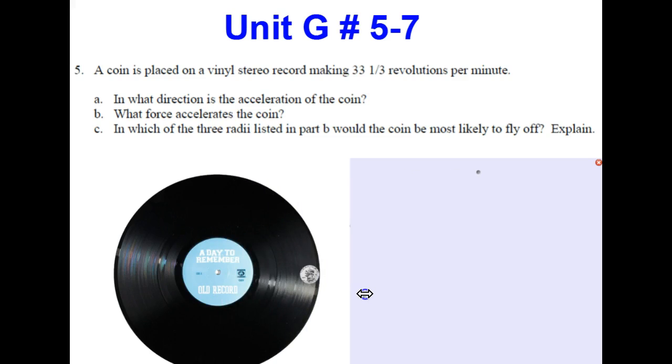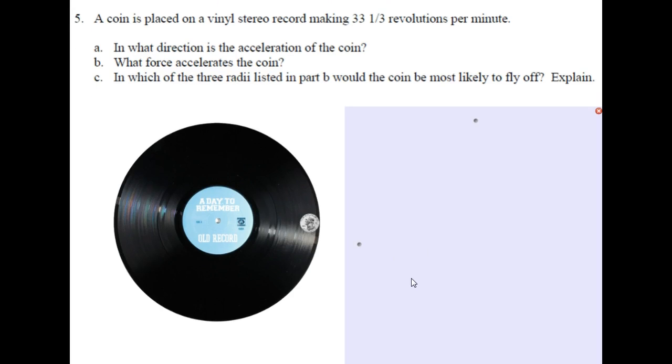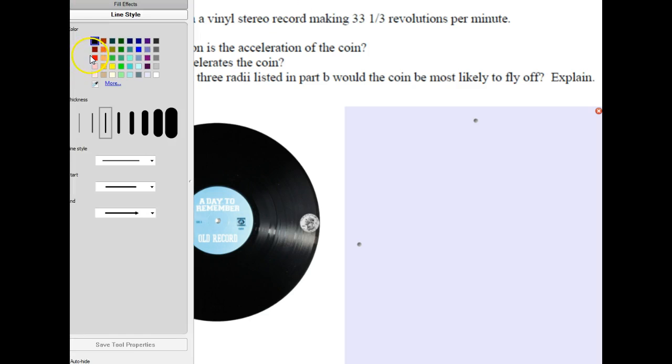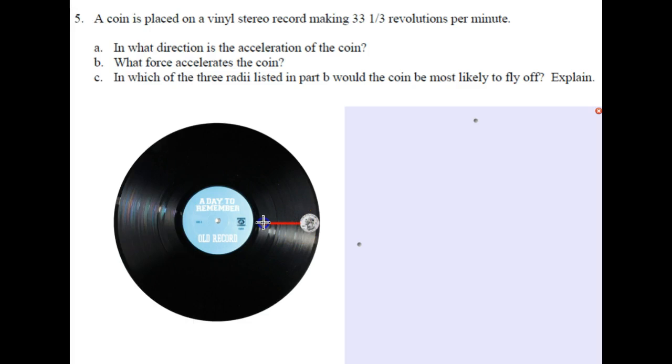Let's start with a diagram of what's going on in this question. Here we have our vinyl record, and on it we'll place our coin here on the edge to start with. In what direction is the acceleration of the coin? Well, using an arrow, we'll label the acceleration of the coin, since it's traveling in a circular path, to be towards the center of the circular path.